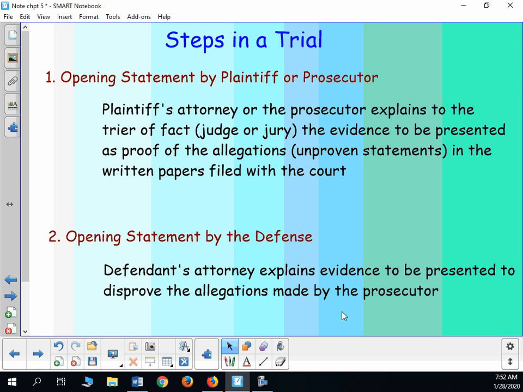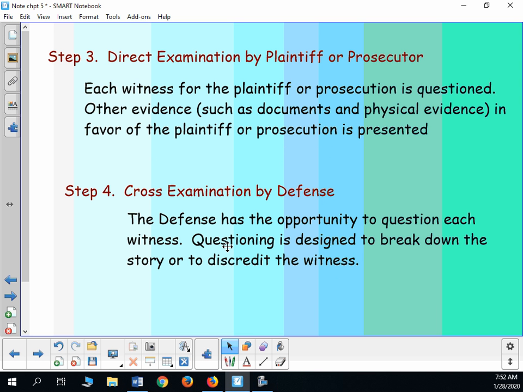Okay, then the second step, opening statement by defense. So what you're going to see in several of these steps are mirror effects. One side gets the opportunity, opening statement, and then the other side gets the opportunity to basically do the same thing. The defendant's attorney explains evidence to be presented and to disprove the allegations made by the prosecutor. So their job is to say the other side doesn't know what they're talking about, and vice versa. Okay, moving on. Then, the third step is direct examination by plaintiff or prosecutor.